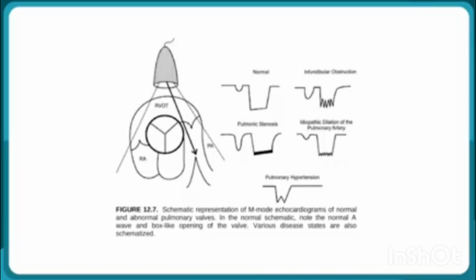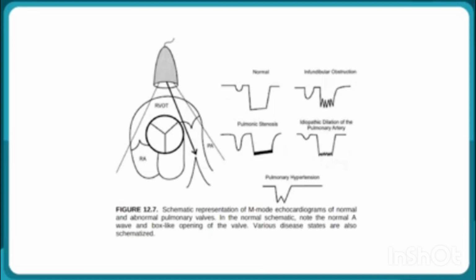This is a demonstration of the modified short axis view at the base of the heart. The probe is directed towards the pulmonary valve and the M mode echo is done cutting the pulmonary valve. The first image we can see is the normal pulmonary valve, which has two waves. The first wave is the presystolic A wave due to RA contraction, and the second is due to RV contraction. If there is infundibular obstruction, there will be fluttering of the second wave as shown. If there is pulmonic stenosis, in the third image note the A wave is accentuated.